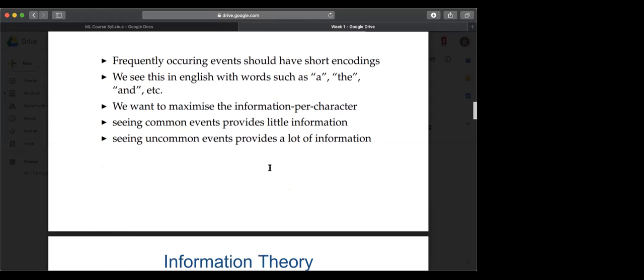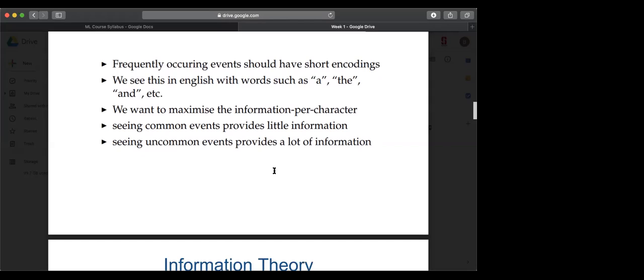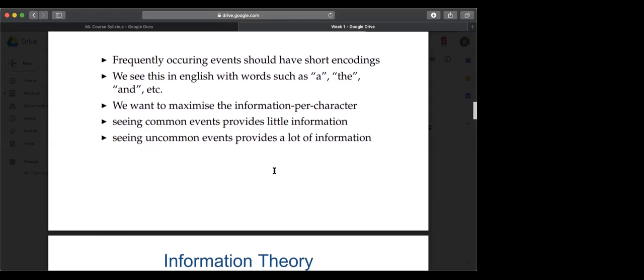So we want to maximize the information per character. It's the most uncommon events that provide a lot of information, and not the common events. At first it was kind of unintuitive. It took a little bit to understand how things that happen at the furthest sigmas away from a distribution tend to tell you the most information. But when you think about entropy, this all makes a lot more sense.